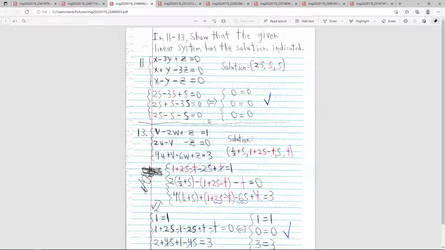Same thing here, same thing here. 2s minus s, just s. So we get 0 equals 0, 0 equals 0, 0 equals 0, so it checks off. Check mark.